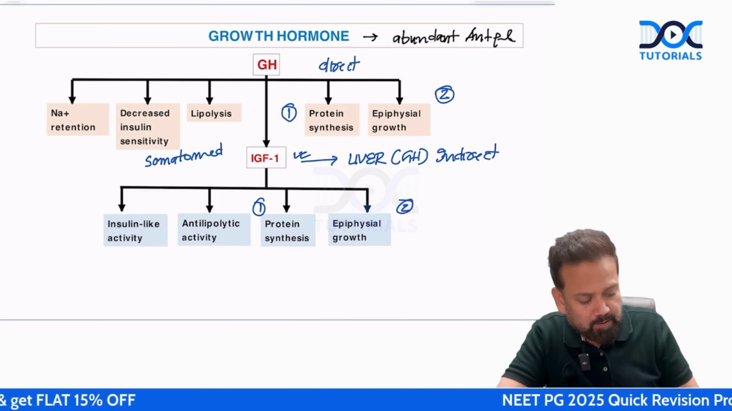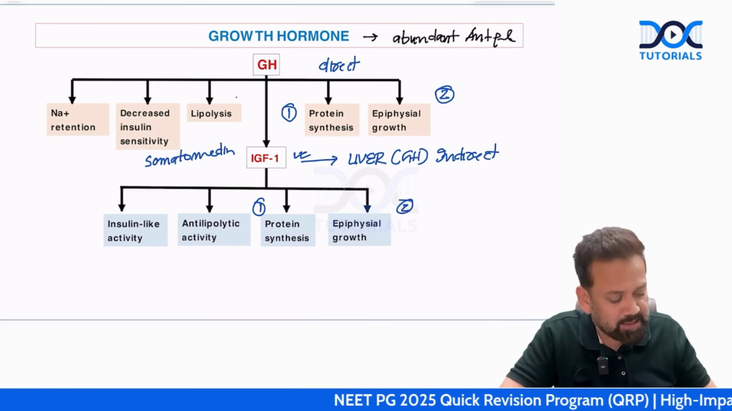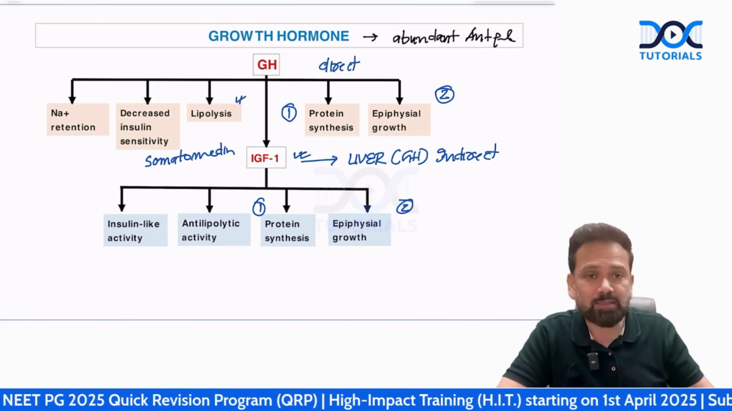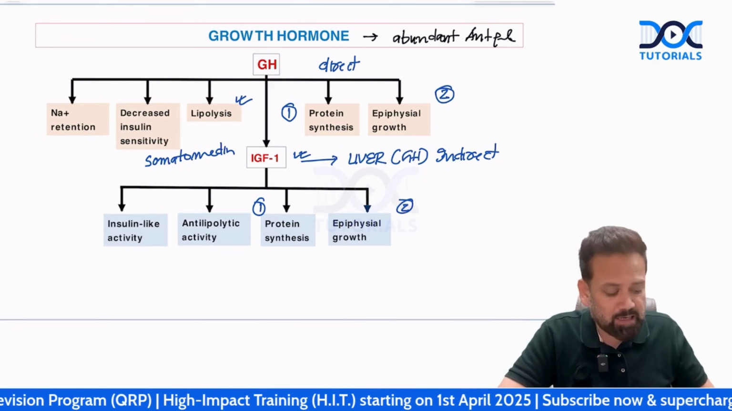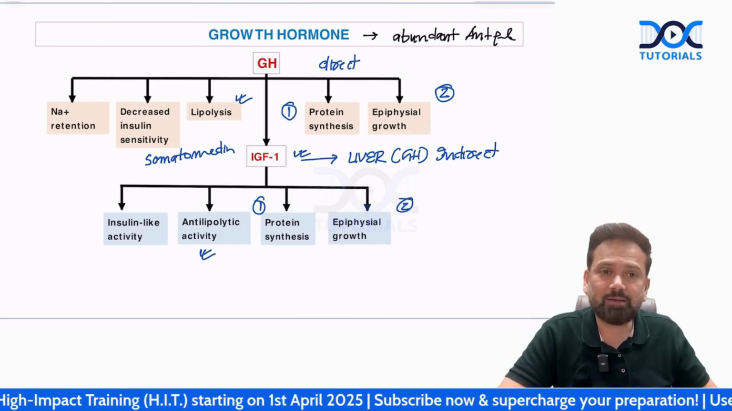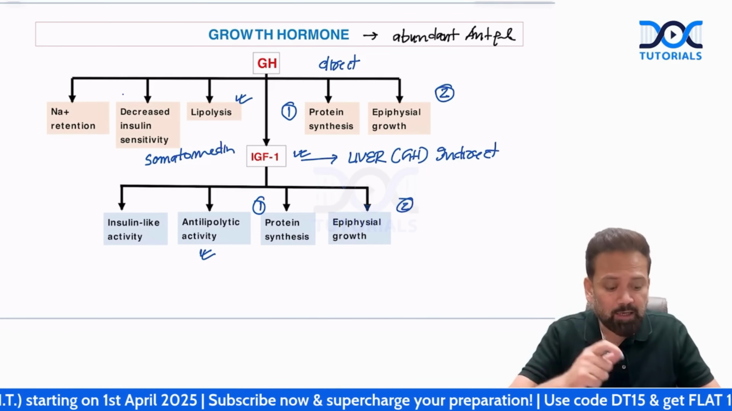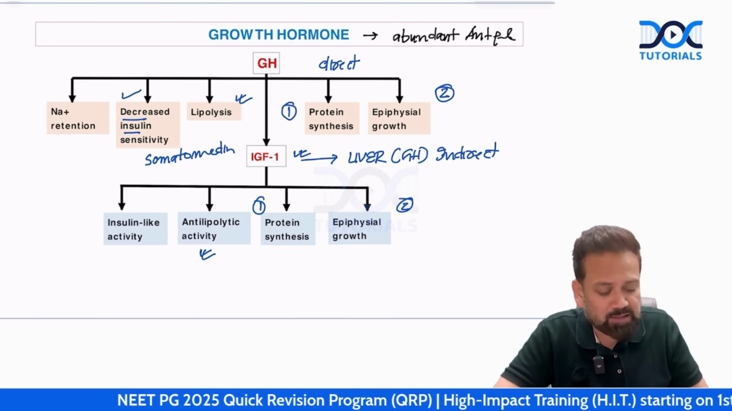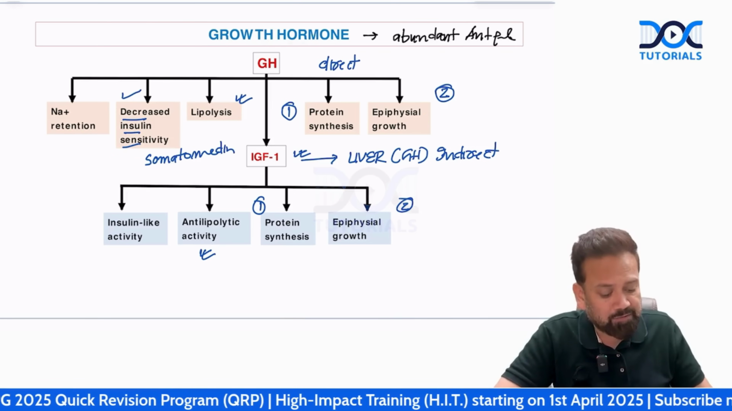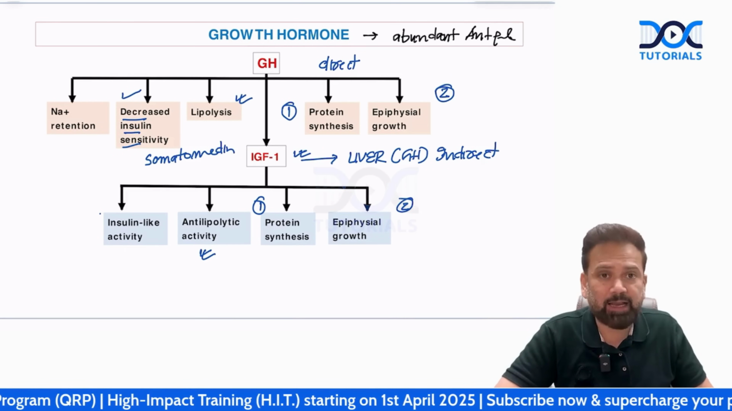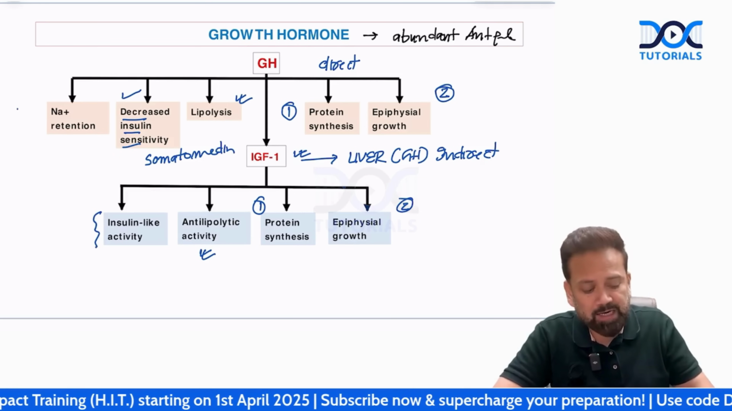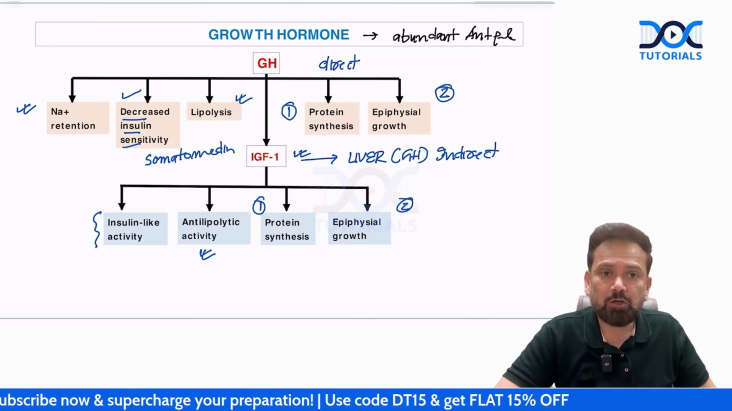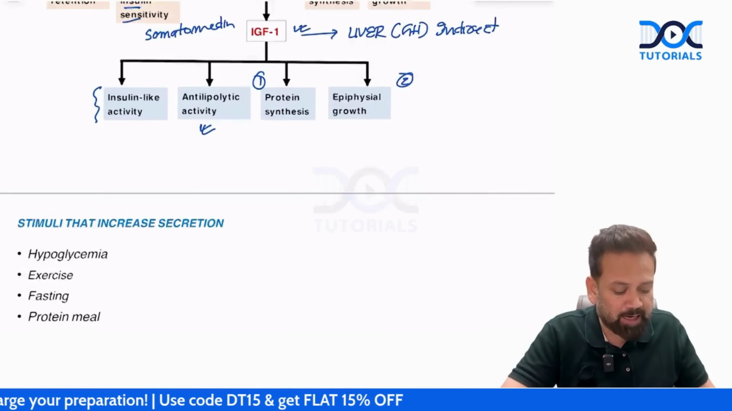Somatomedin are the same, like protein synthesis and epiphyseal growth. The rest are opposite, like lipolysis. Growth hormone causes lipolysis. IGF causes anti-lipolysis. Growth hormone is a diabetogenic hormone. It increases insulin resistance or decreases insulin sensitivity. On the other hand, IGF is anti-diabetic, with insulin-like activity. One action is different from IGF: sodium retention. So by this flow chart, you can understand all the functions of growth hormone and IGF.